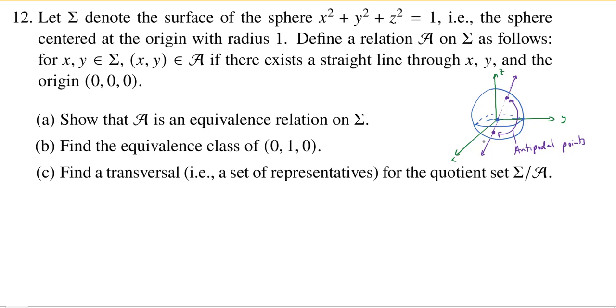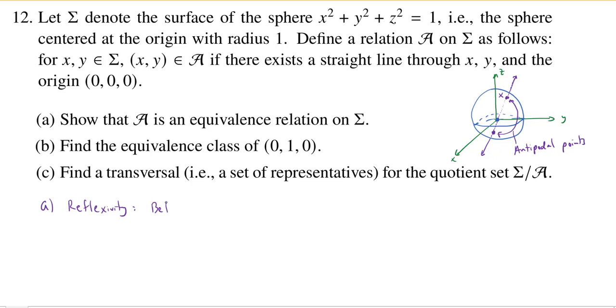So we want to show that this is an equivalence relation. For A, we first need to show reflexivity. And this is pretty clear because if I have my point, let's call it x, I know there exists a line that goes through x and x, I mean, it's the same point, and the origin. That's a fundamental axiom in Euclidean geometry: between any 2 points, there's a straight line.